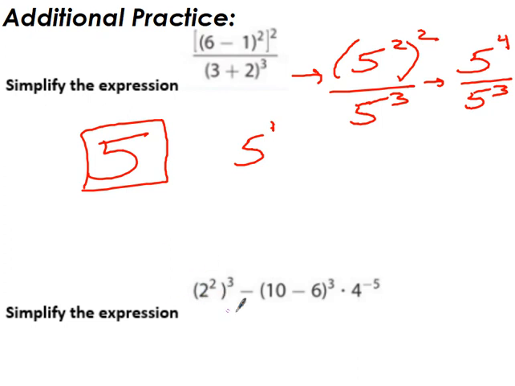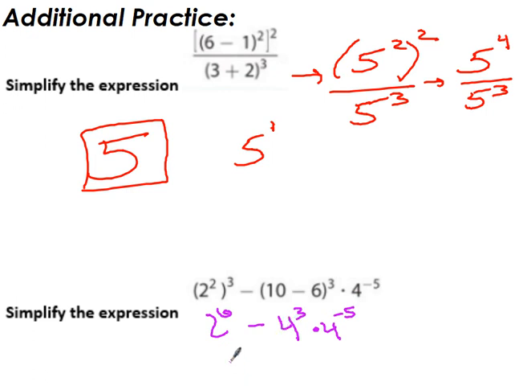Okay, so let's go step by step. I have a power raised to a power, so I can go ahead and just take care of that. That's 2 to the 6th. Minus, so I got to do these parentheses. So that's going to give me 4 to the power of 3 times 4 to the power of negative 5.